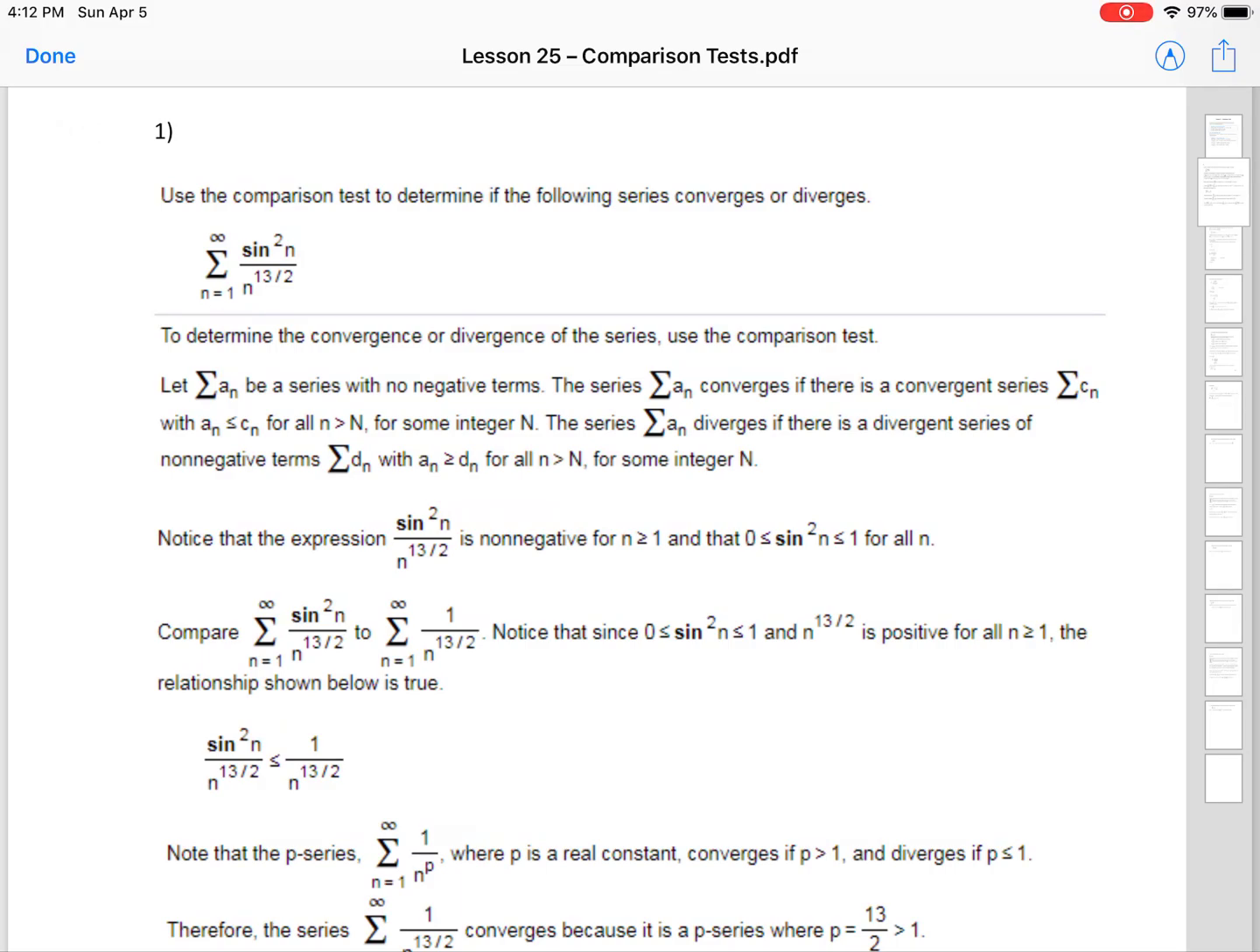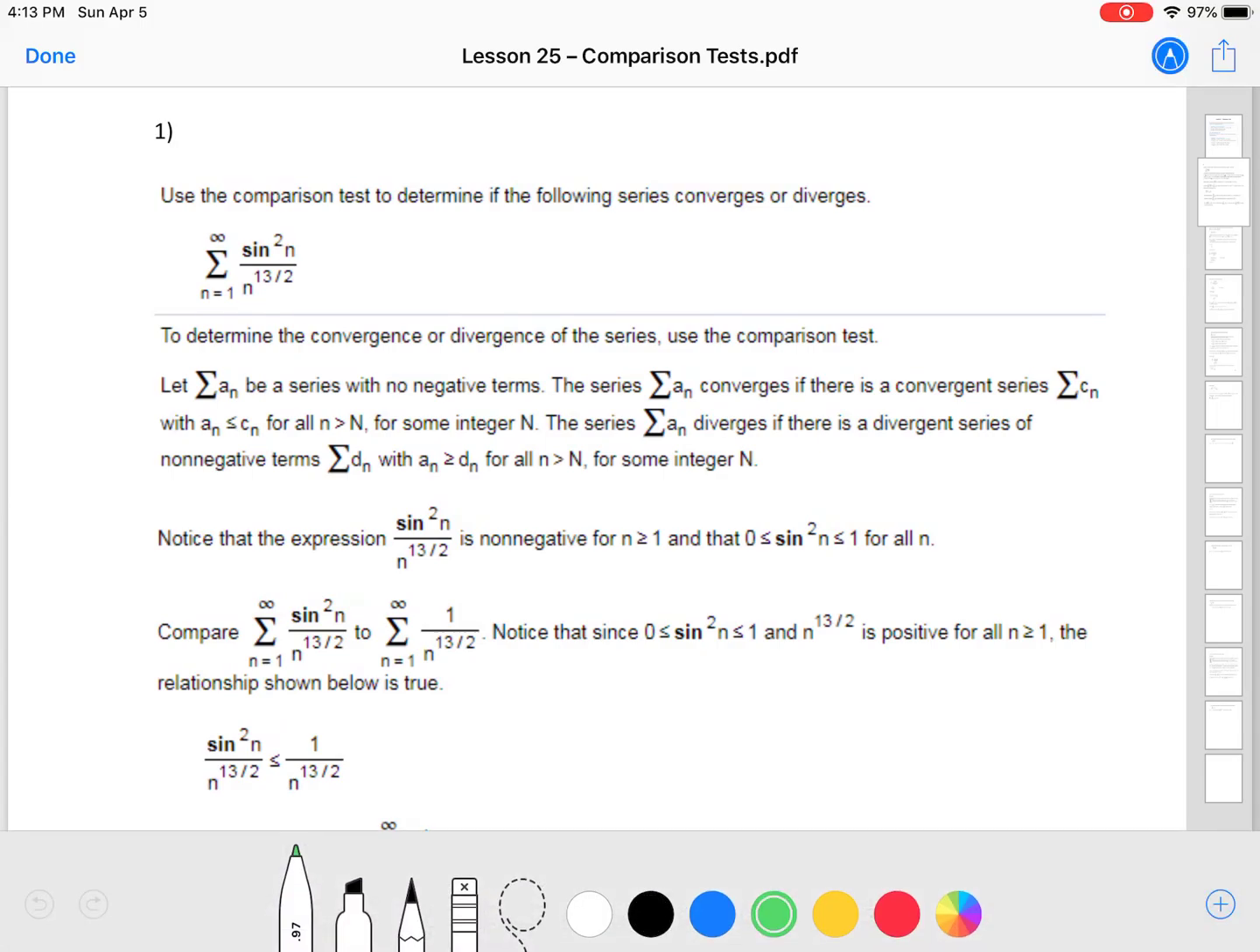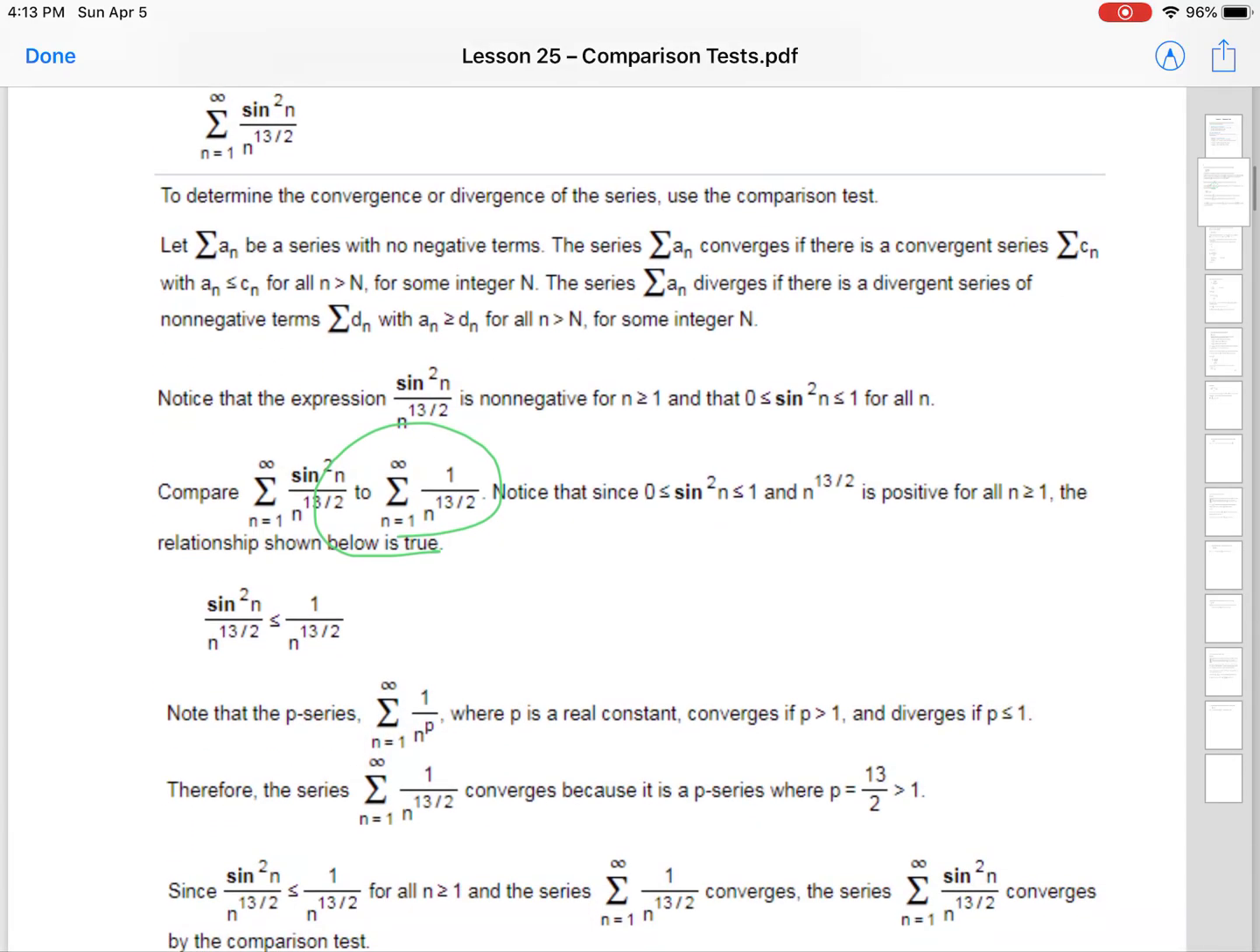For this given series, use just the regular comparison test to determine if the following series converges or diverges. Well, from this series, we can make our own series to compare. So we can just say 1 over n to the 13 over 2 power is our series. And the given series is less than our series. If you plugged in a few numbers for n, that would confirm that.